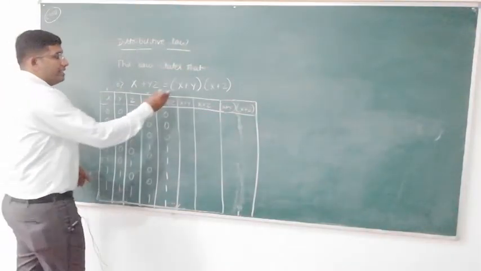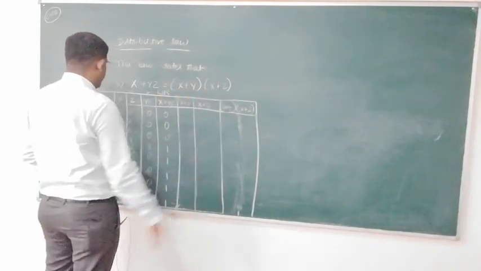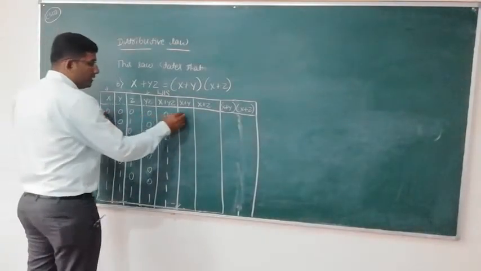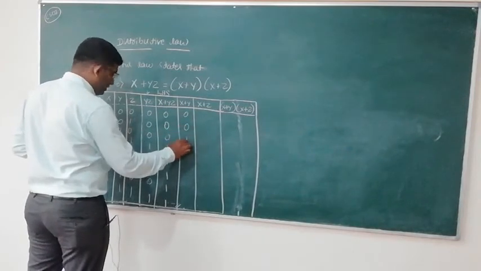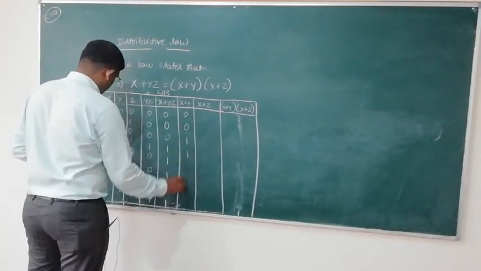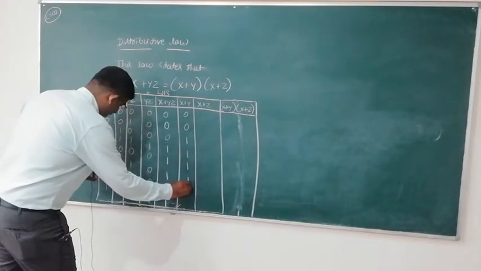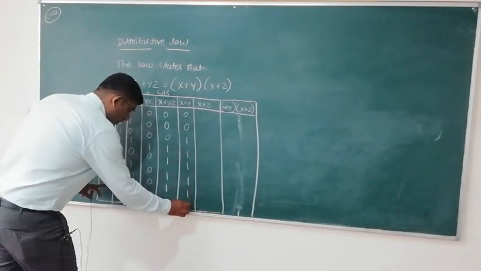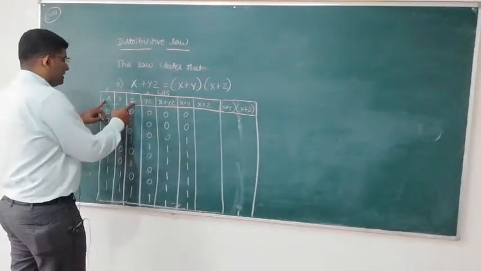Now we have to consider the RHS side. First we need to add x and y, then x and z. X and y: 0 plus 0, 0; 0 plus 0, 0; 0 plus 1, 1; 0 plus 1, 1; 1 plus 0, 1; 1 plus 0, 1; 1 plus 1, 1; 1 plus 1, 1.